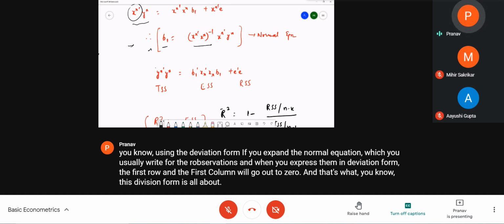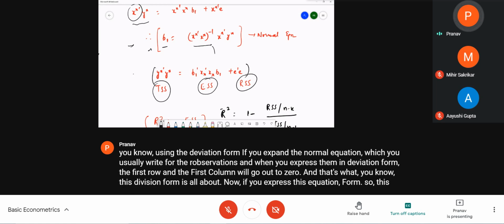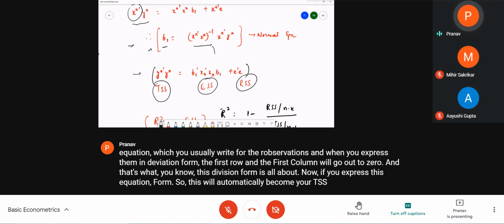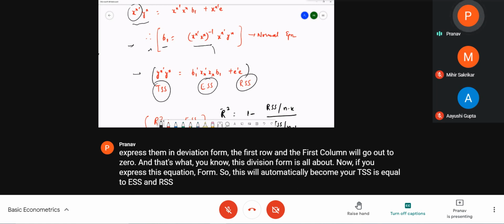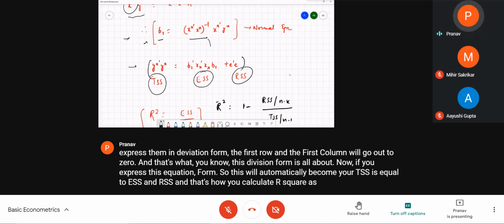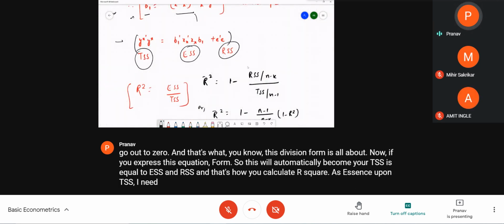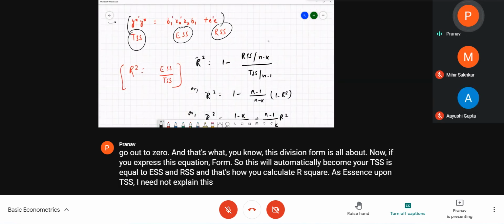Now if you express this equation in deviation form as sums of squares, it will automatically become TSS is equal to ESS plus RSS, and that's how you calculate R square as ESS upon TSS. I need not explain this in great detail now.